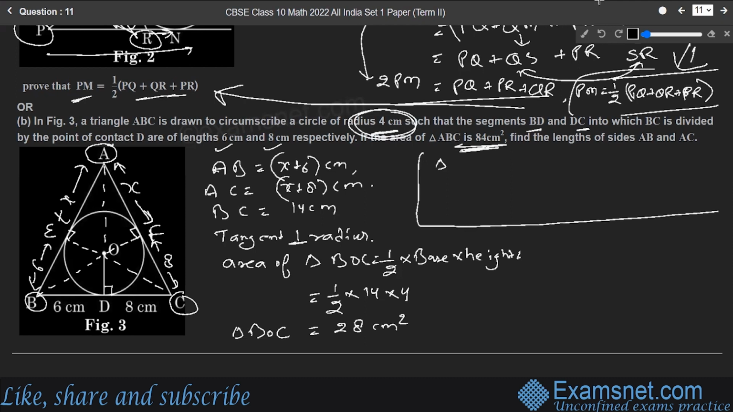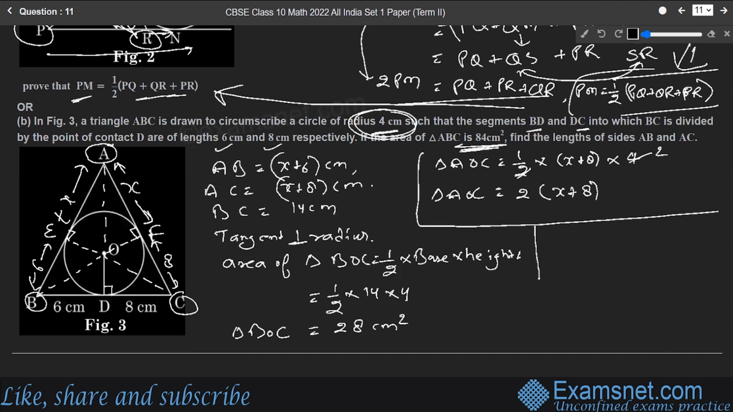We are supposed to find out the area of triangle AOC, that is nothing but half of base into height. For triangle AOC, the value of the base is x plus 8, as you can see in the figure, and the height value is again the radius, that is 4. If you solve this, it can be written as 2 into x plus 8, because this 2 cuts this 4 by 2. So this is the triangle AOC's area.